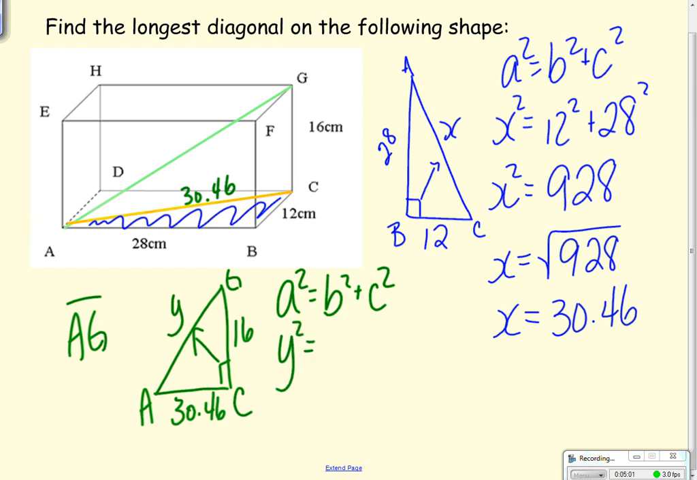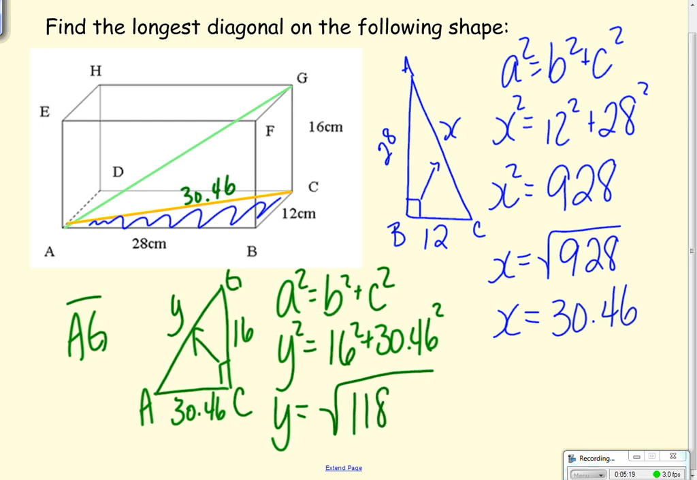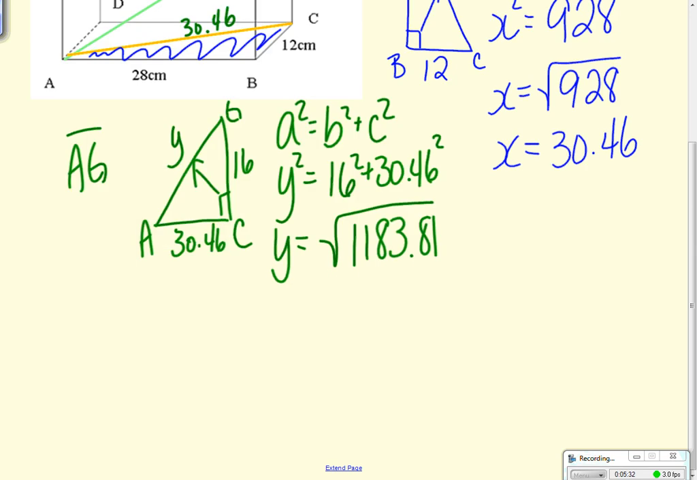So in this case, it's going to be y squared equals 16 squared plus 30.46 squared. I'm going to write y equals the square root of 1183.81. I'm rounding to 2 decimal places again. When I take that square root, what I get is 34.40. What is it? 34.41 if you round it to 2 decimal places. 34.41 centimeters.